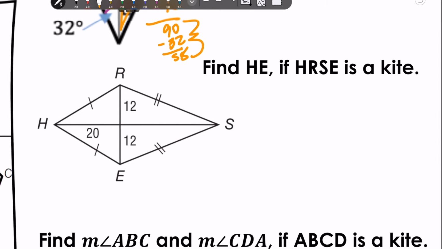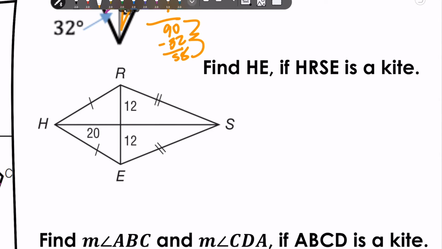All right, let's do this next one. Find HE if HRSE is a kite. Well, if HRSE is a kite, we know, and because we're working with our sides, we know that this is going to be 90 degrees. Okay, HRSE, and we're looking for HE.